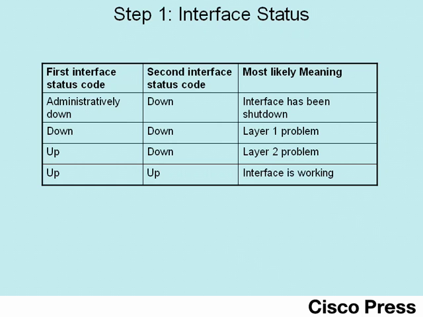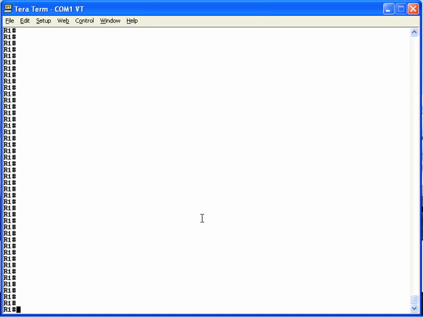Because of that, it doesn't make sense to see a status code of down and up, meaning layer 1 is down but layer 2 is up, because layer 2 can't do anything until the underlying layer 1 facility can pass bits. This step begins with both R1 and R2 fully configured, except R1 has a shutdown command on its serial interface.